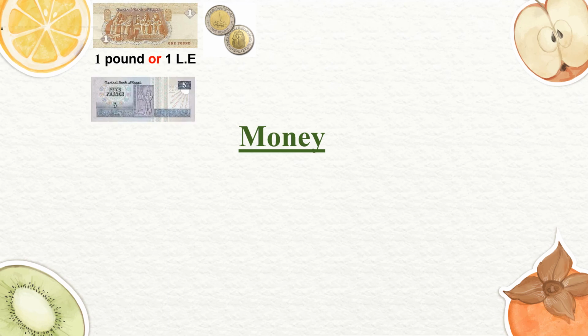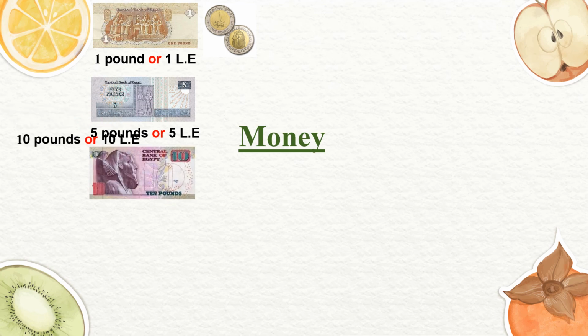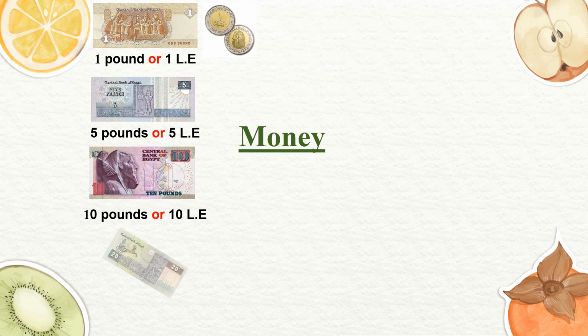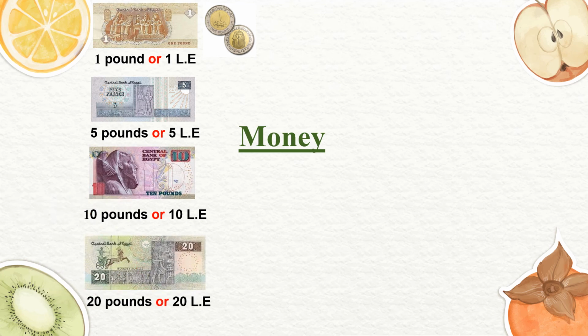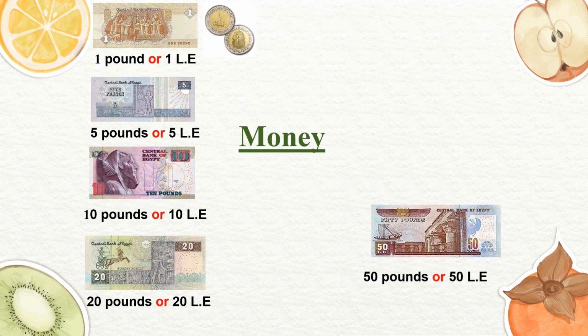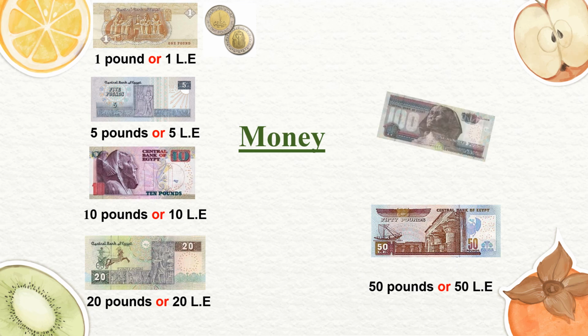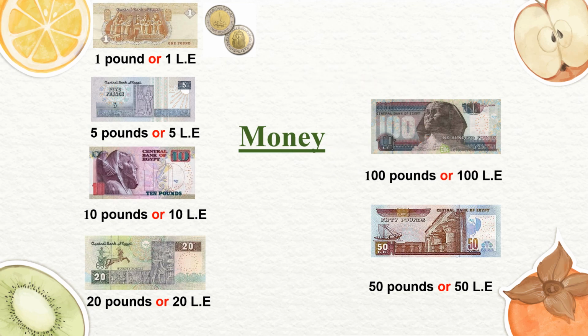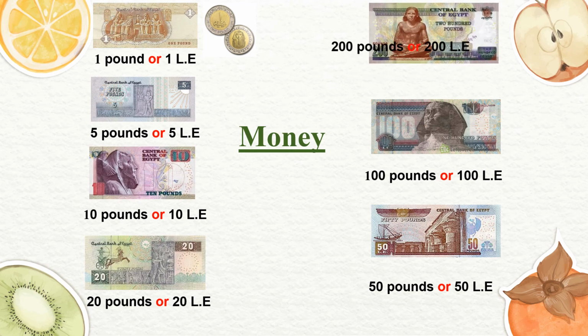Then we have 5 pounds or 5 LE. And then this 10 pounds or 10 LE. After that we have 20 pounds or 20 LE. And this one 50 pounds or 50 LE. And then we have 100 pounds or 100 LE. And the last one 200 pounds or 200 LE.